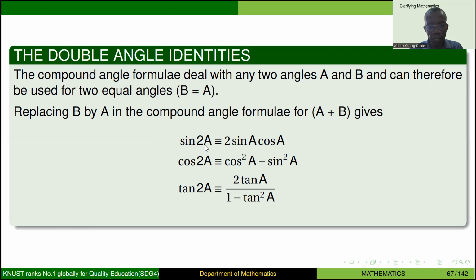So sine 2A will give us 2 sine A cos A. Cos 2A will give us cos squared A minus sine squared A. And tan 2A will give us 2 tan A all over 1 minus tan squared A. Look at it carefully.